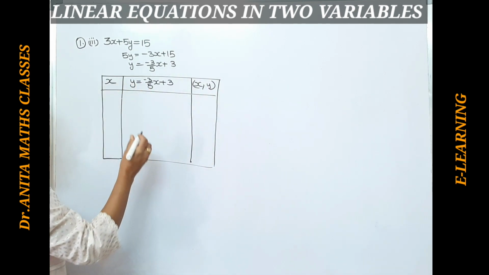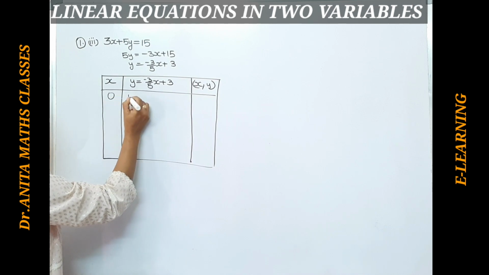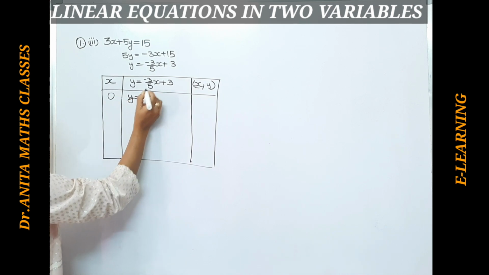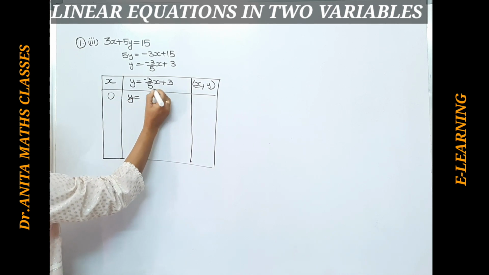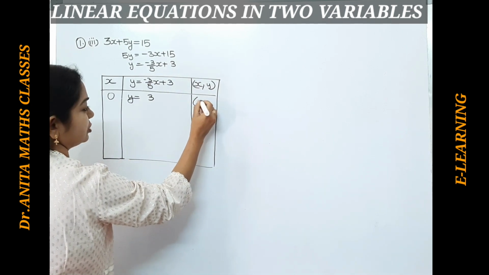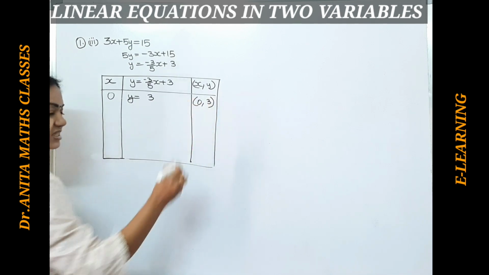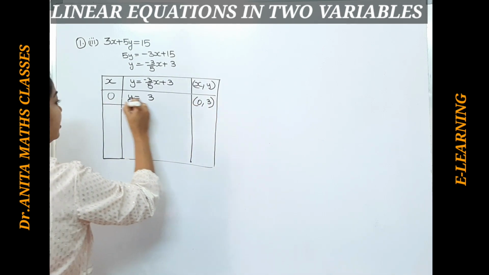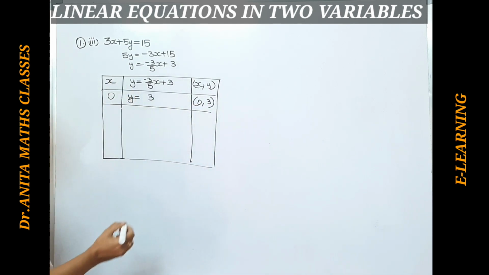Now let me suppose first x as 0. So substituting here, minus 3 by 5 into 0, this comes to 0. So we get y as 3. So when x is 0, you get the y value as 3.